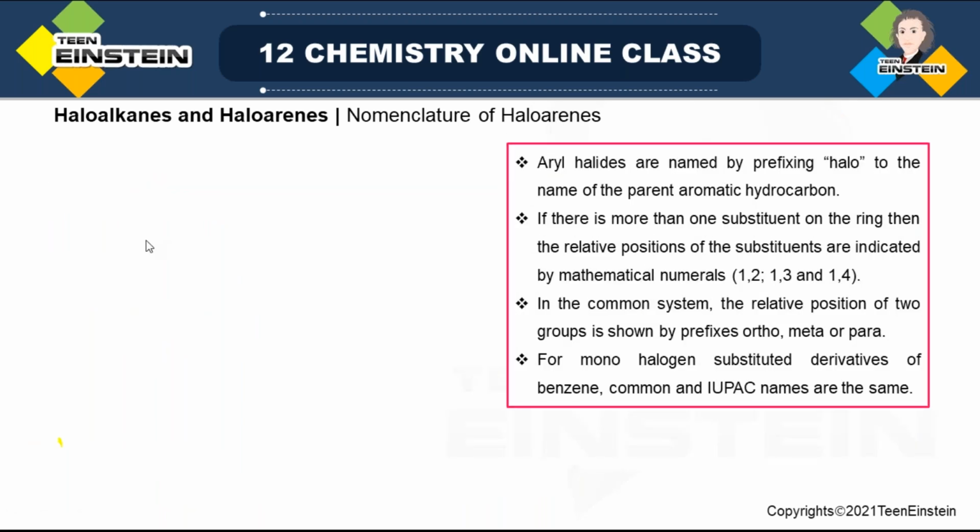Now after finishing the nomenclature of haloalkane, next we will see what is the nomenclature for haloarene. So now aromatic ring will be present and halogen atoms will be directly attached to the aromatic ring. Aryl halides are named by prefixing. Prefixing means the term with which you start the naming, the first word, that is prefix. Suffix is the last term. So prefixing halo to the name of parent aromatic hydrocarbon.